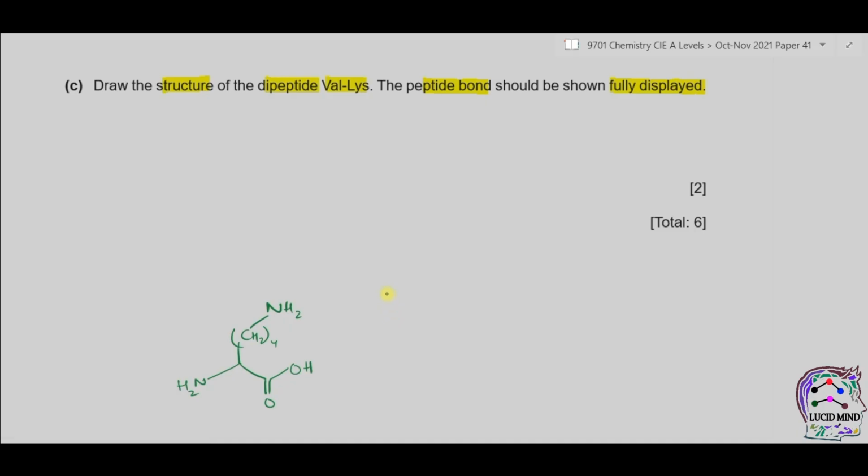And this is valine, NH2, C double bond O, OH. Now these two can react together to form a peptide bond. Water will be removed and this nitrogen will make a bond with this carbon atom. Now combining these two, we can draw the structure.